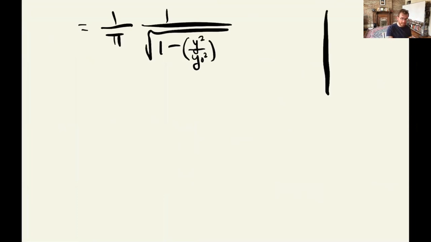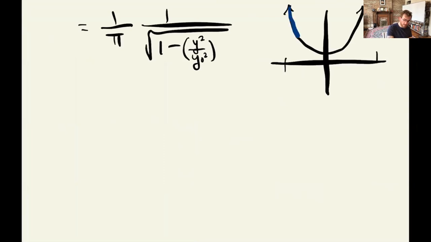Which again looks exactly like this thing where we see probability concentrates here. Probability density.